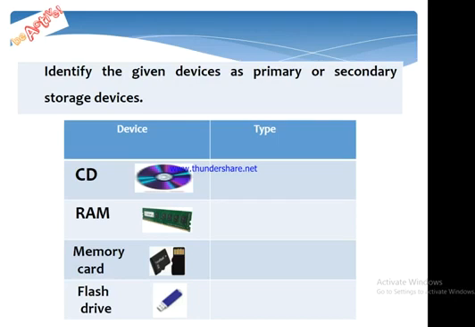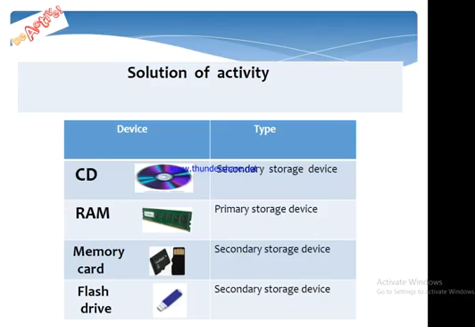Okay, let's check your table with me. CD. Correct you are. CD is secondary storage device because it stores the data permanently. Number 2, RAM. Yes, RAM is random access memory, so it is, good job, primary storage device. Memory card. Correct, it is secondary storage device. Flash drive. Yes, it is secondary storage device. So we have only one primary storage device given here.